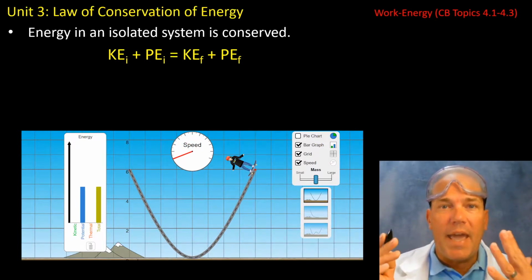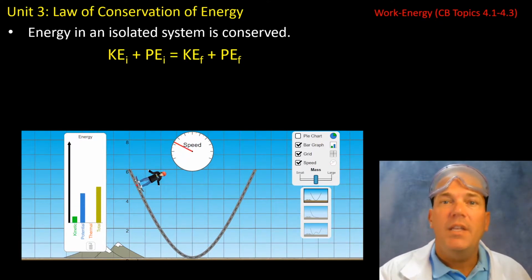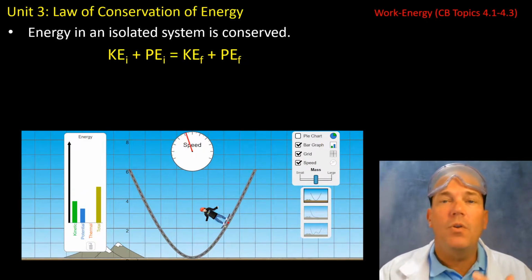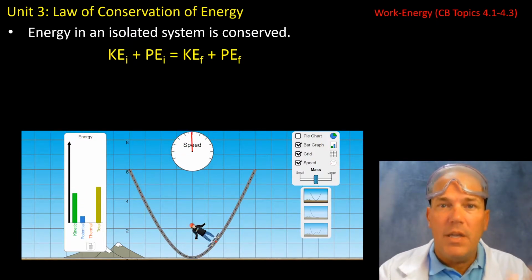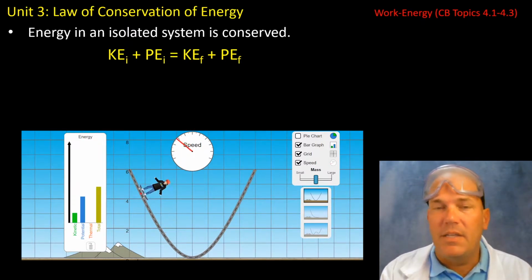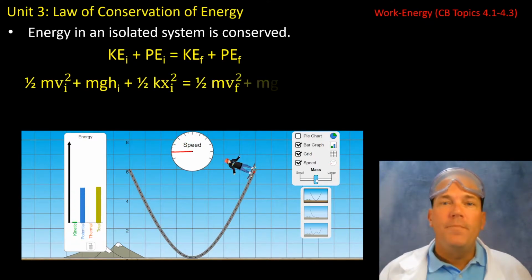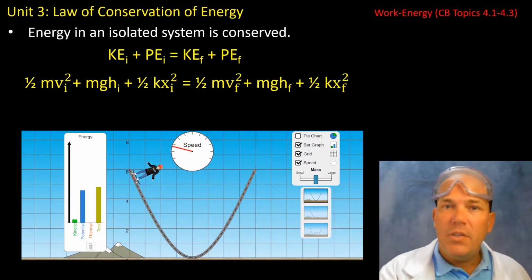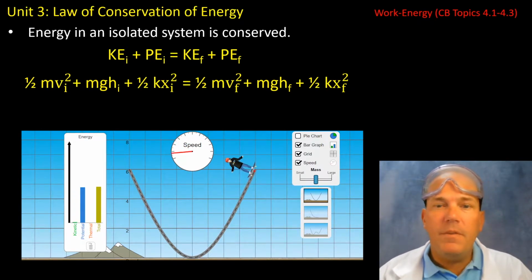Please notice that as this skateboarder goes back and forth, kinetic energy is converted into potential energy and then potential back into kinetic. However, the overall total mechanical energy within this skateboarder Earth system is conserved. In other words, it remains constant. Now, what I'm going to do is expand this out to include all of our potential energy and our kinetic energy, initial on the left side, final on the right side. And we'll do this for every scenario.